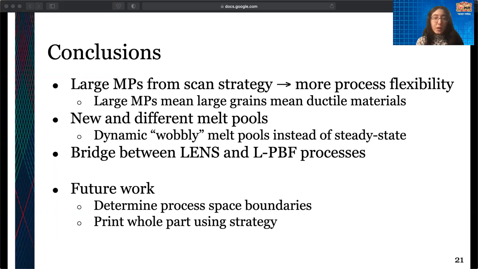For future work, there's more work to be done in determining the process space boundaries for keyholing and for finding the boundary between continuity and non-continuity. And finally, to print an entire part using this strategy in order to fully verify the material property relationship.